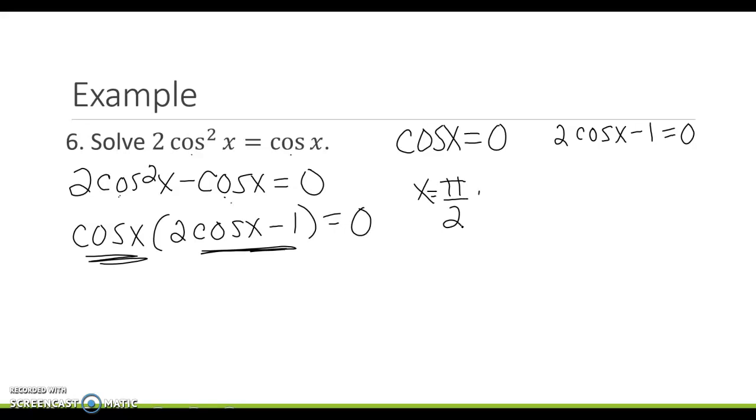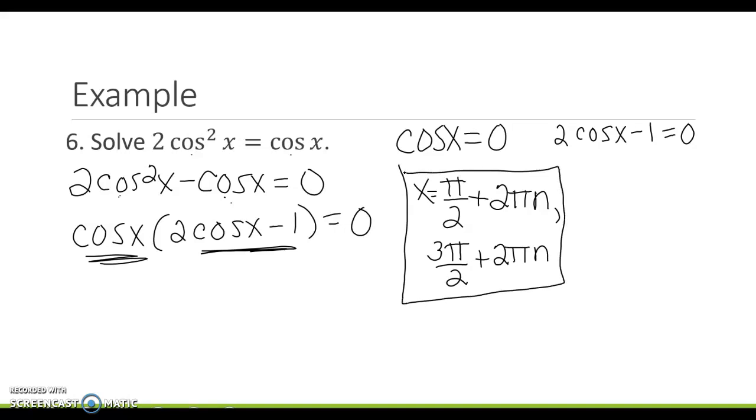Since I'm looking at cosine, I'm going to put plus 2 pi n at the end. And cosine of x is also equal to 0 at 3 pi over 2 plus 2 pi n. So those are my solutions for the first factor in my equation. Now I'm going to solve this one.